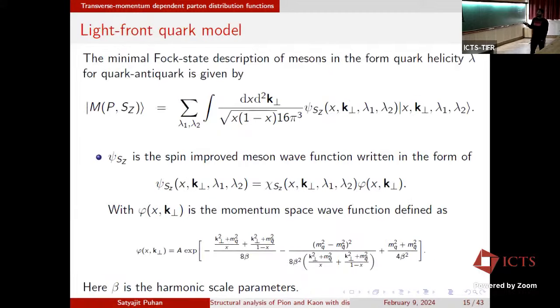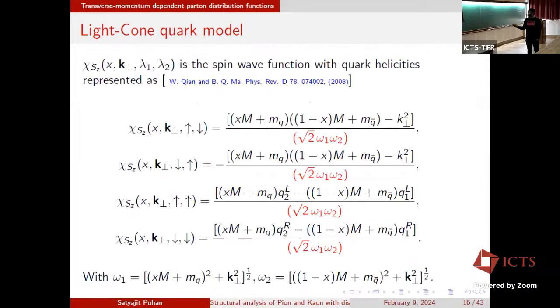This is the light-front quark model. Here, the meson state is represented with different helicities by this equation, where psi sz is the spin-improved meson wave function, which can be given as this times the momentum space wave function. This is the momentum space wave function, and these are the spin wave functions for different helicities, with omega and omega 2 having the form of this, depending upon the quark masses and transverse momenta of the quark.